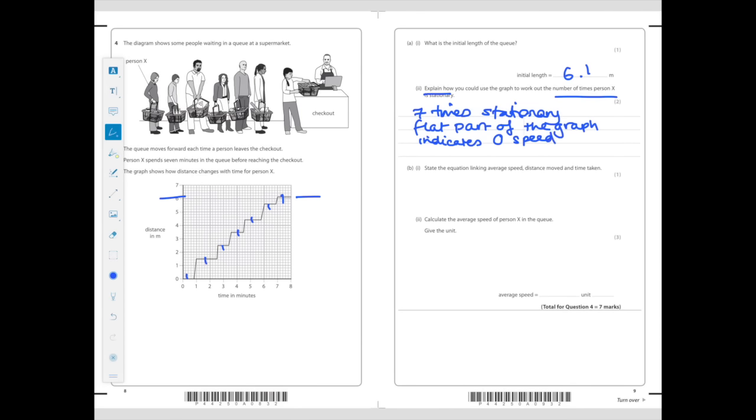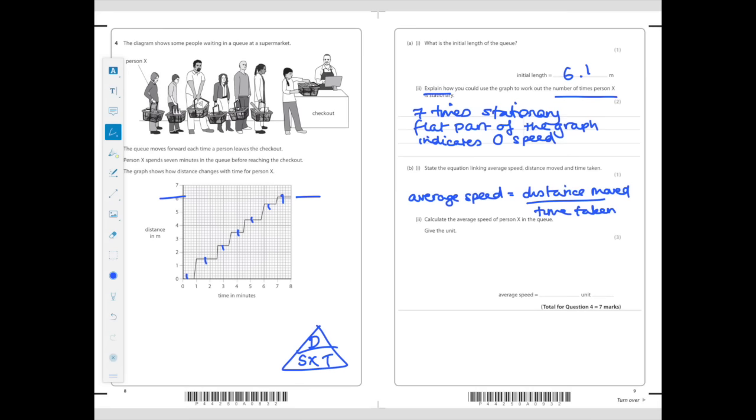State the equation linking average speed, distance moved and time taken. So out of the way, I'm going to write my formula triangle D S T. So therefore average speed equals, cover the S, distance moved over time taken.